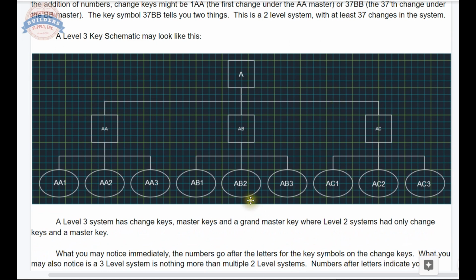Now, I had said earlier that a 3-level is nothing other than multiple 2-level systems put together. Level 1, level 2, level 3, but look here. That's just a level 2 system. That's just a level 2 system. That's just a level 2 system. So you get the point.